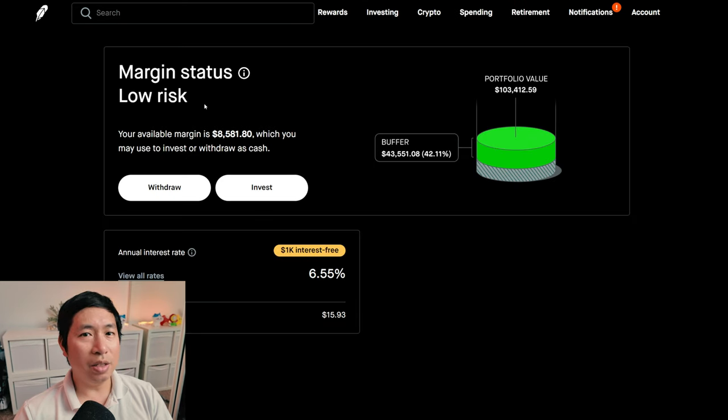My margin status is low risk. My buffer is $43,551.08. This is how much money I can lose before I get margin called. My annual interest rate is 6.55%. The daily interest that I am paying is $15.93, and I am borrowing $1,000 interest-free.